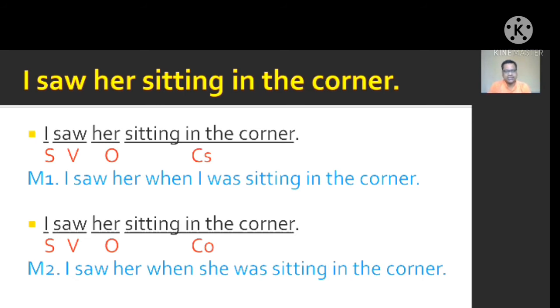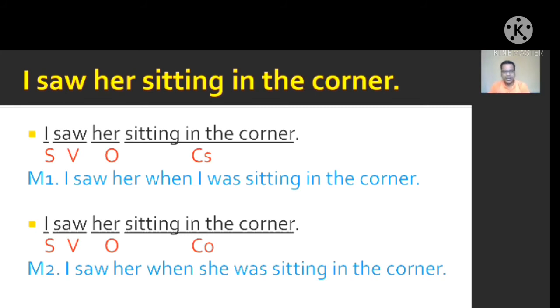I, first person, singular number, functioning as subject of the sentence. Saw, V2, functioning as verb. Her, possessive pronoun, functioning as object. Sitting in the corner: this is the non-finite ing clause, I would say, functioning as complement. Especially in this case, I am calling it complement to subject. So who was sitting in the corner? The subject, I. The meaning will be: I saw her when I was sitting in the corner.